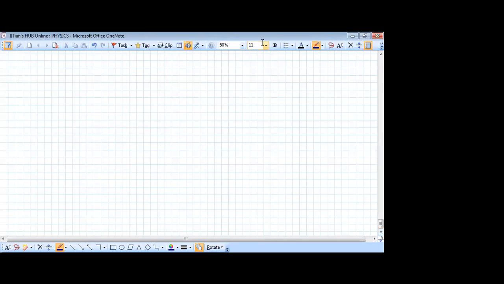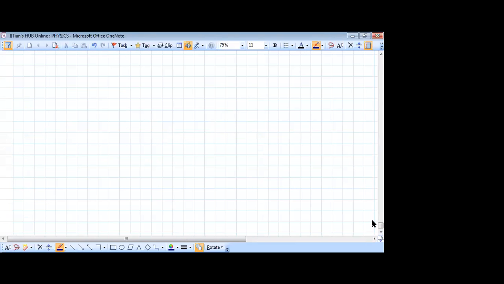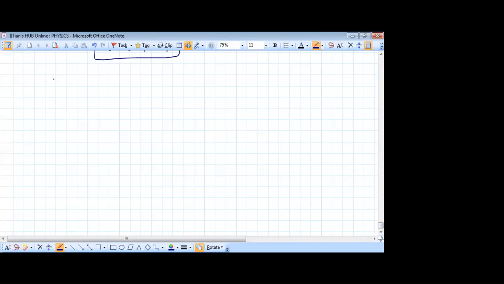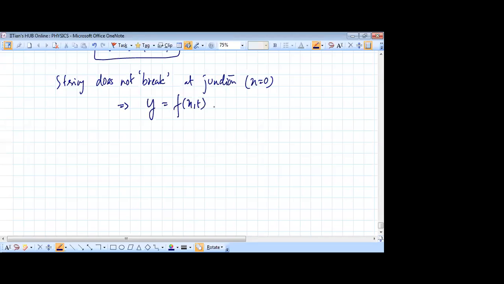All right, so this is clear. Now let's come to the second thing, which will give us an equation. We have to use the fact that the string does not break at the junction x equal to 0. So that means the snapshot picture equation, y as a function of x and t, should be continuous at x equal to 0.